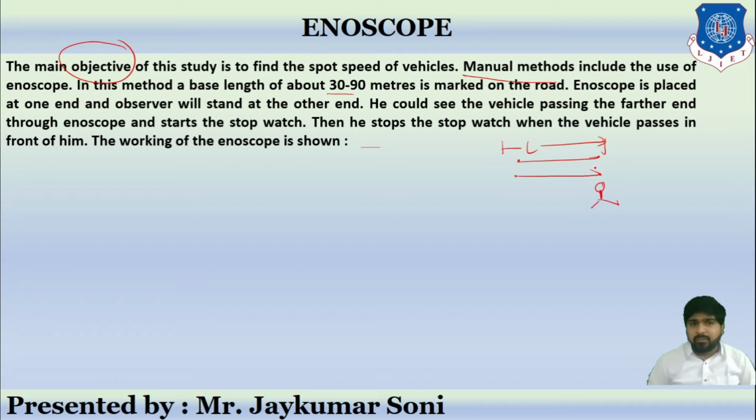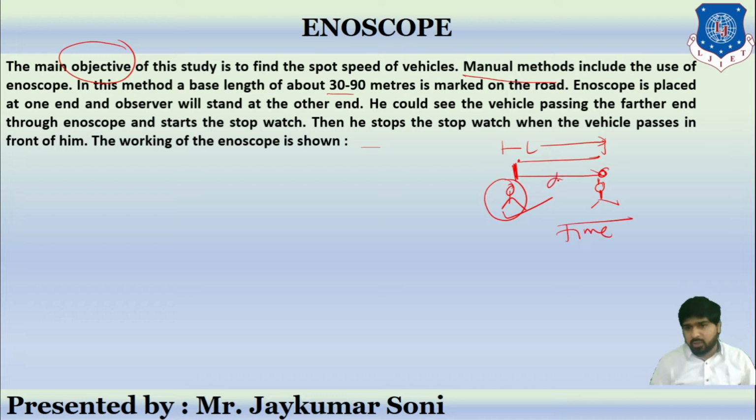It is placed at one place and the observer will stand at the other end. He could see the vehicle passing from the farther end through the anoscope and starts the stopwatch. So what this person will do, he will notice when the vehicle crosses this point. When the vehicle crosses this anoscope, he will start his stopwatch. And when it crosses this point, he will stop the stopwatch. So he will have the time for that.